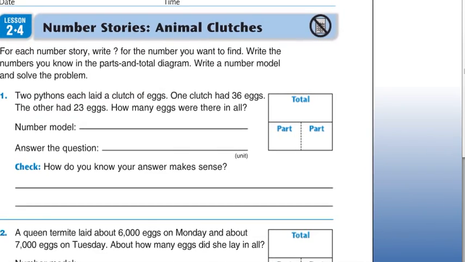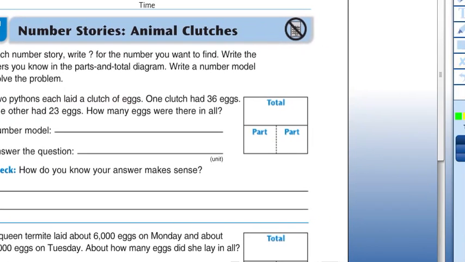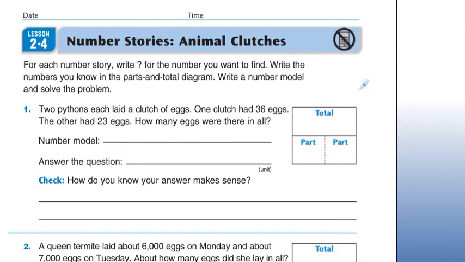All right, so I am going to just sneak off page for a second and grab my pen, come back on over. So I'm going to write a question mark, and you should too, in the total box, because we do not know the total. We need to find that out. We do know the part though. This one is 36. And the other part is 23.